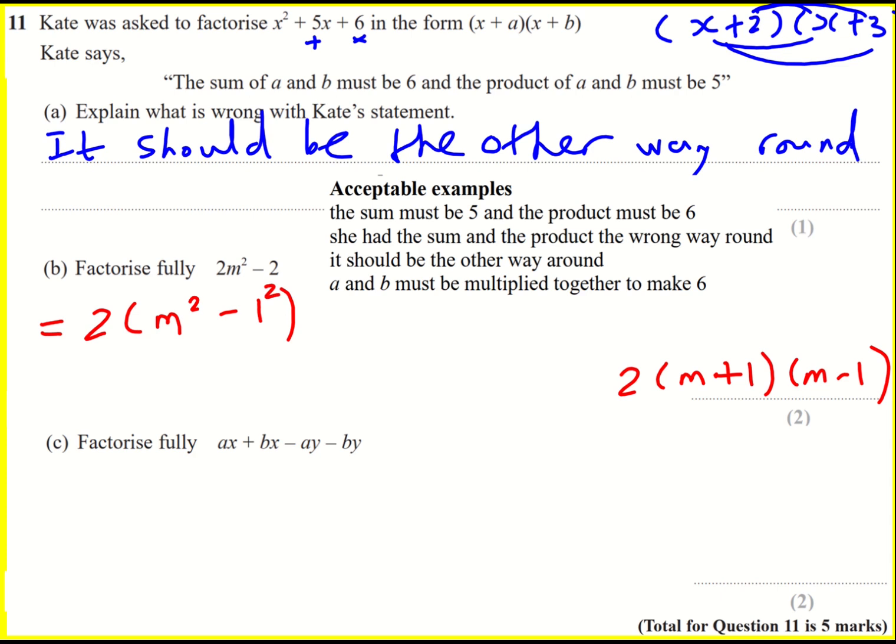And here's our general result we're using. a squared minus b squared is a plus b, a minus b. Become familiar with that, and then when you see these sorts of ones, you can do it straight away.